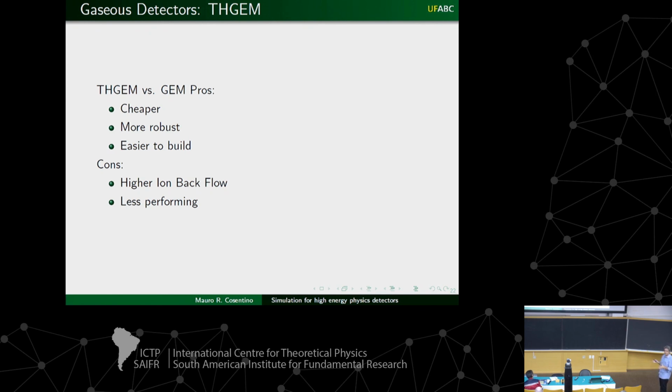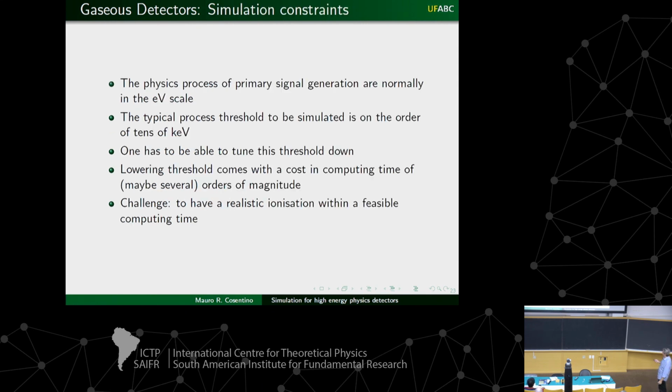Depending on the application you want, it's better to have a thick GEM than a GEM, because GEMs break very easily. The problem is that you will probably have a higher ion backflow because the holes are bigger, so it's more open to the backflow, and it's less performing than the GEMs. But depending on your application, this may be just what you need.